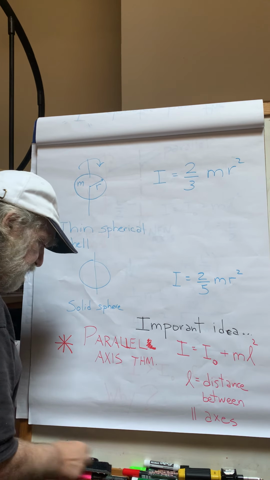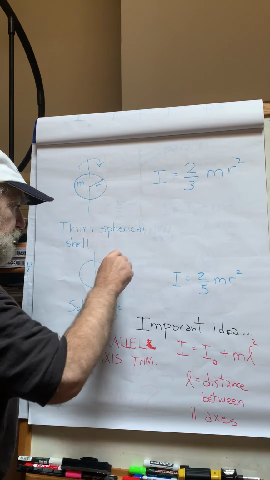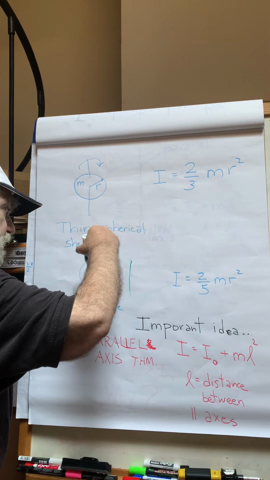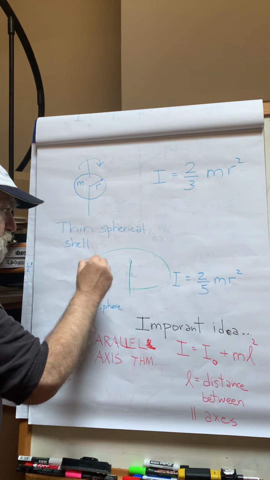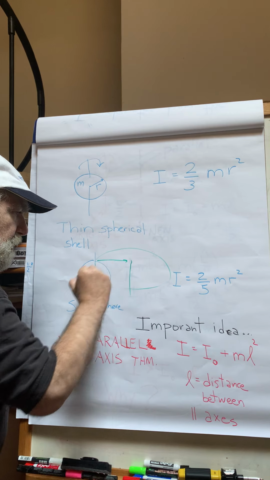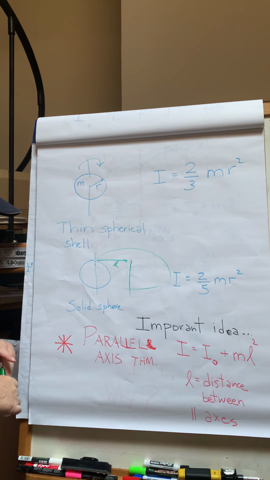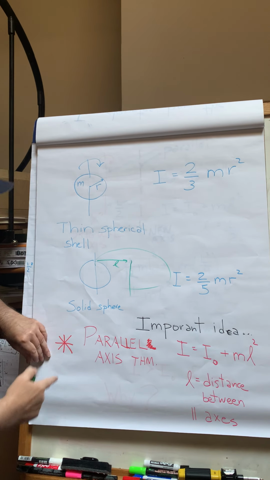If I wanted to rotate the sphere not around its center, but rotate it over here in a circle like so, then that would be moving the axis a distance L, and I would redo my equation and get a larger moment of inertia by the amount that I had moved it.